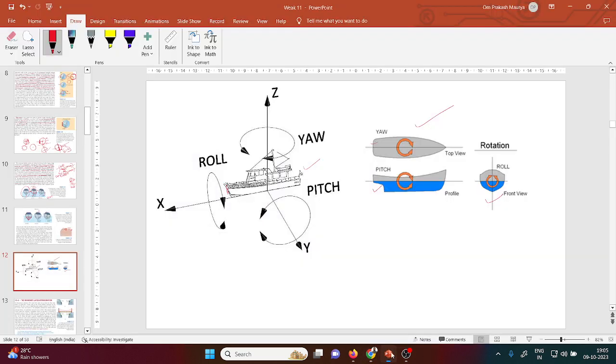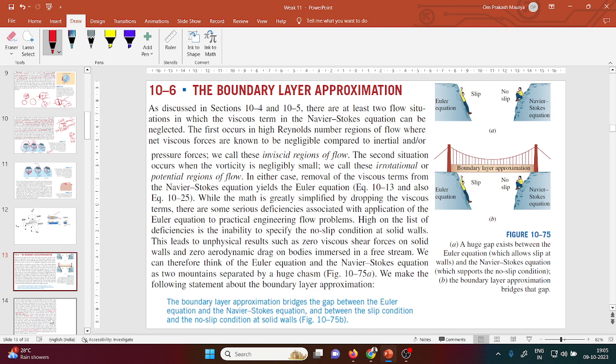So we now move on to the boundary layer approximation. This is very important.